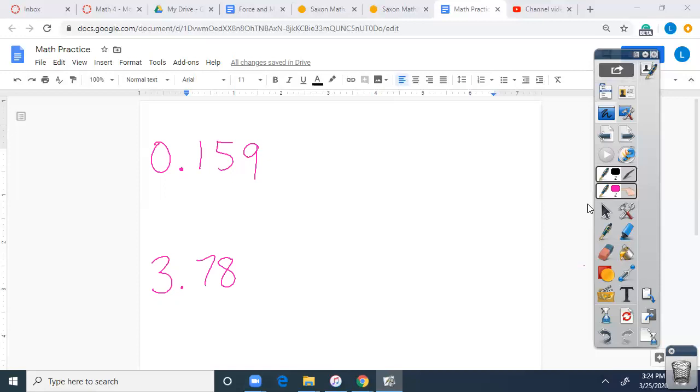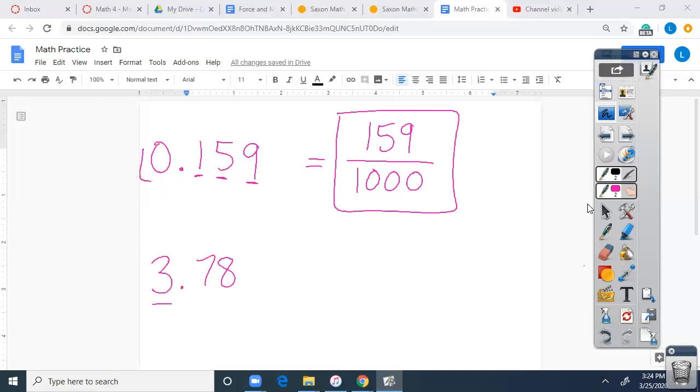159 thousandths, 0 and 159 thousandths, into a fraction, we need to put 159 on the top, and then we need to figure out what we put on the bottom. Well, this is our tenths place, hundredths place, thousandths place, which means we put 1,000 on the bottom. Okay? And then this one's going to be a mixed number. Remember, we just talked about that. This is just a fraction because 0 is over here.